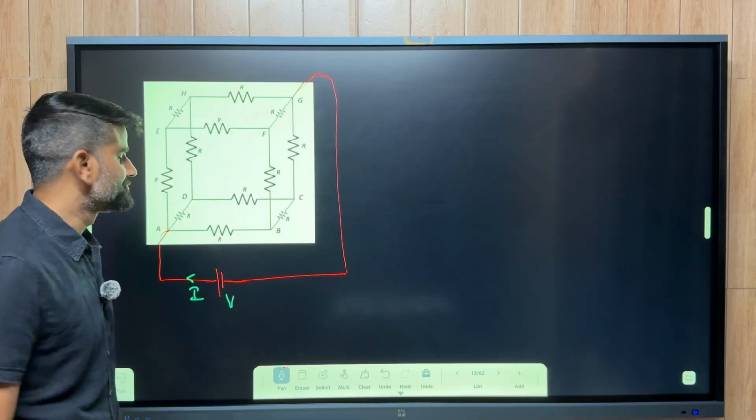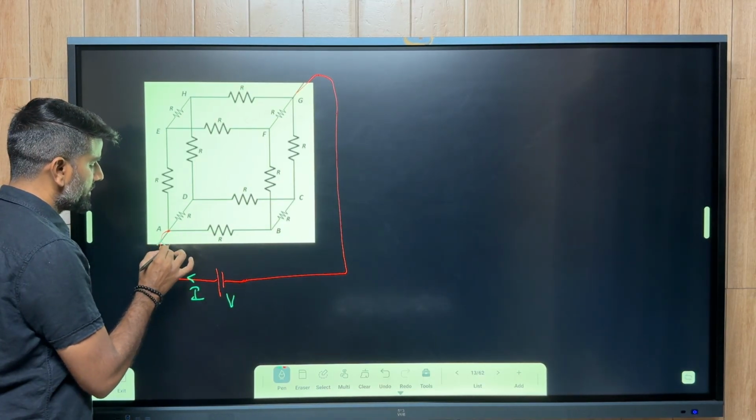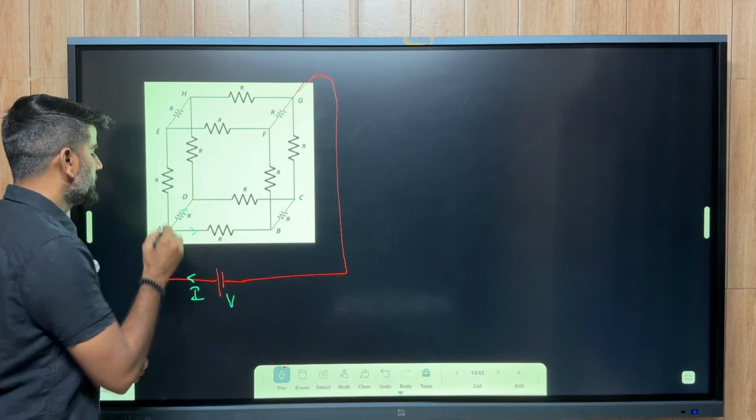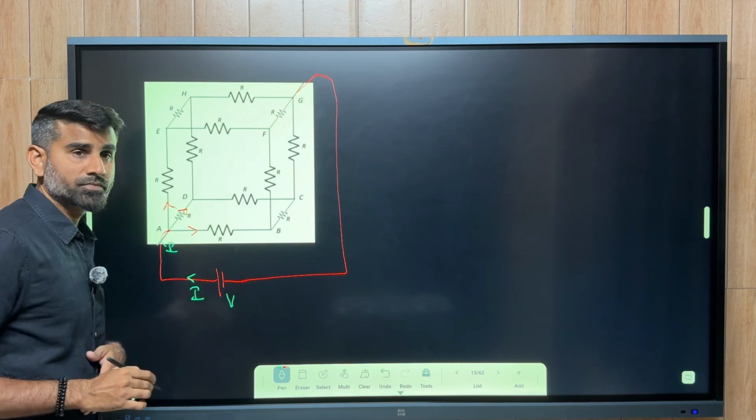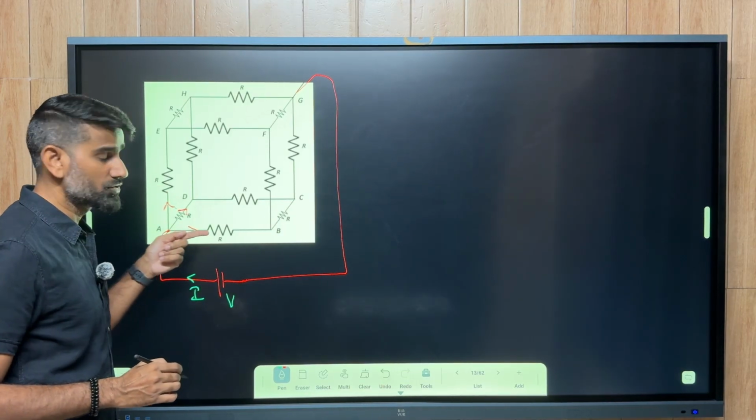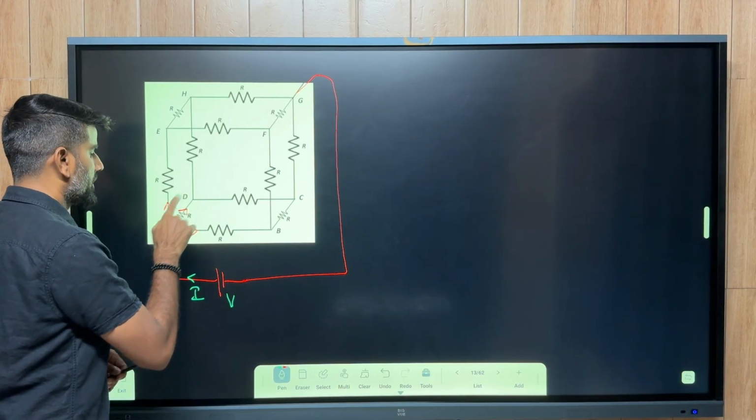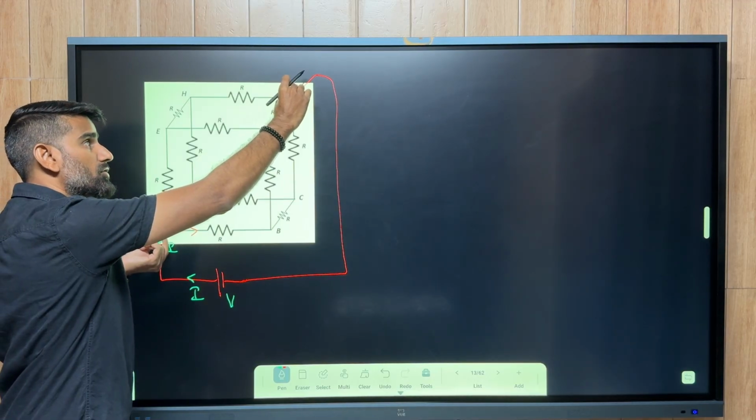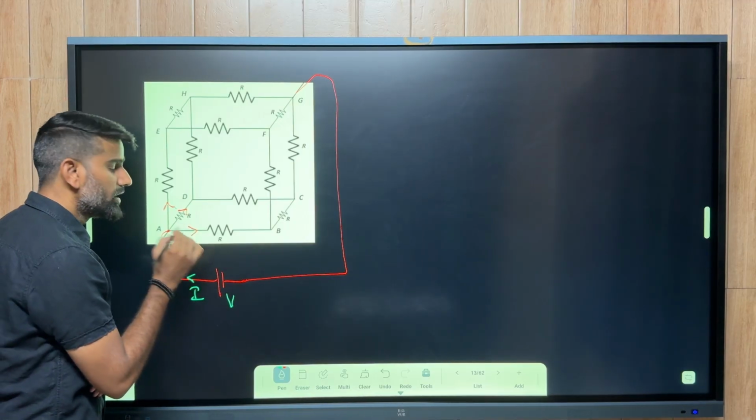If current I is flowing, due to symmetry, this current I will be divided into 3 branches. Here, here, and here. Some current flows through this branch, some current flows through this branch, and some current flows through this branch. From symmetry, the current will be the same. As the terminals of the voltage source are connected across the opposite corners, due to symmetry, current will be divided in equal parts.